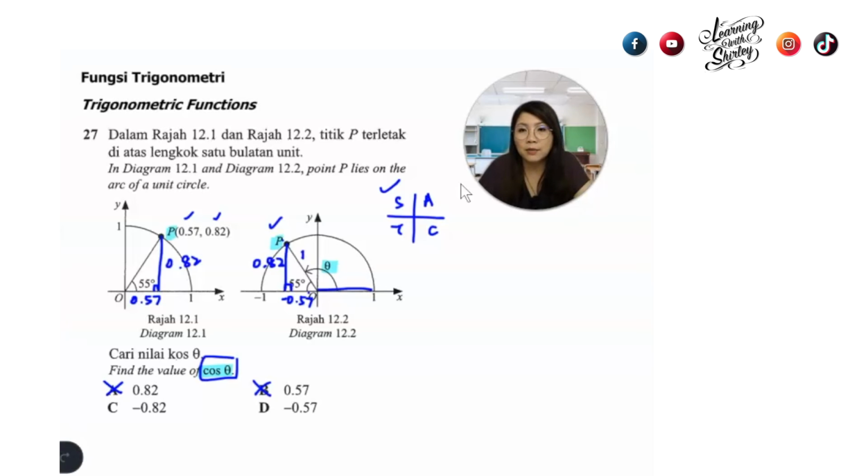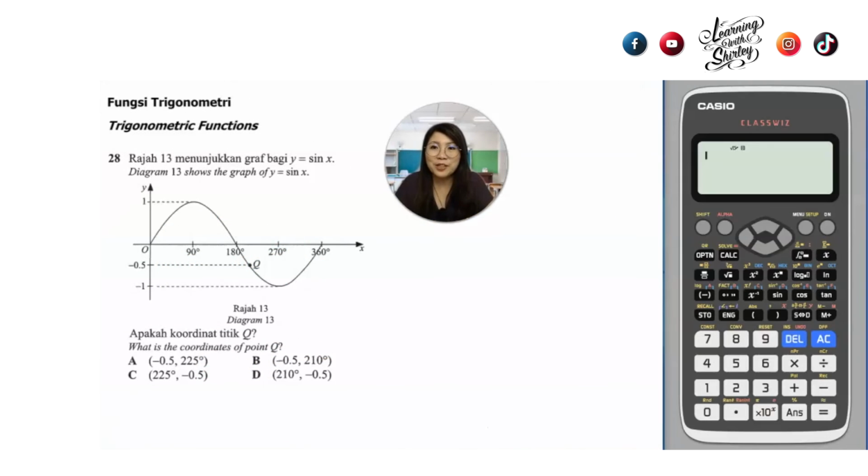To find cos, it is adjacent side over hypotenuse. Where is the adjacent side? The adjacent side is the one that is next to the reference angle. So this is A, this is the opposite side, and this is the hypotenuse. So A over H: the A is -0.57, and the hypotenuse is 1. So the answer is -0.57. Let's look at A, B, C, D, C or D. The answer is D.